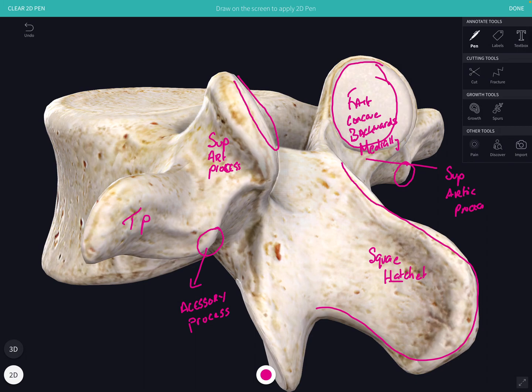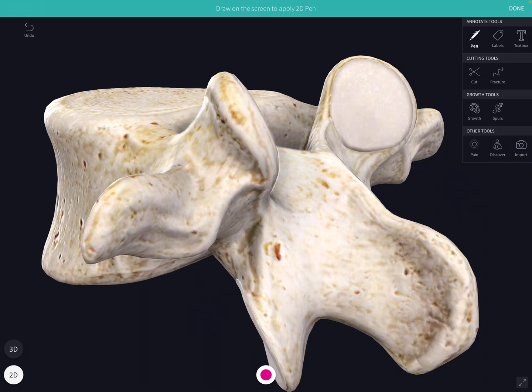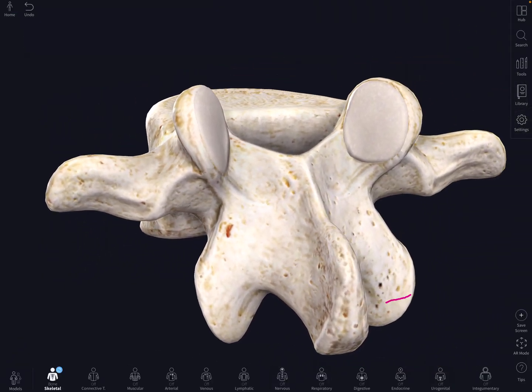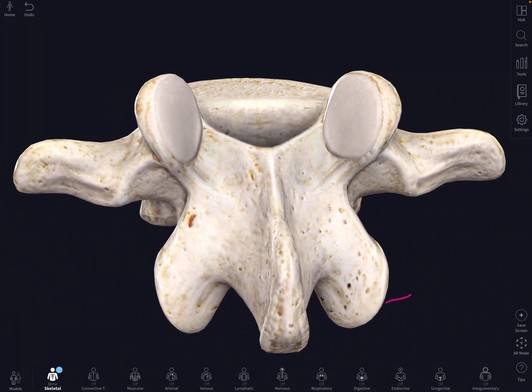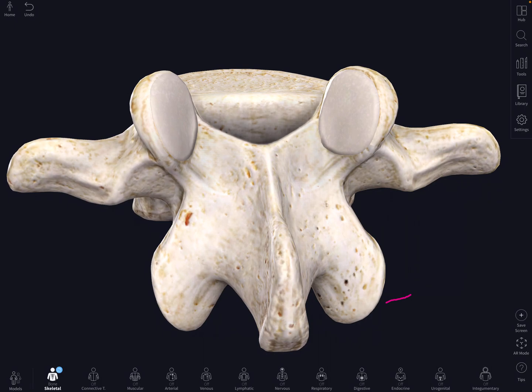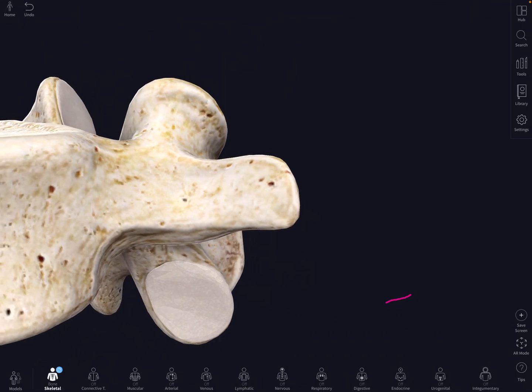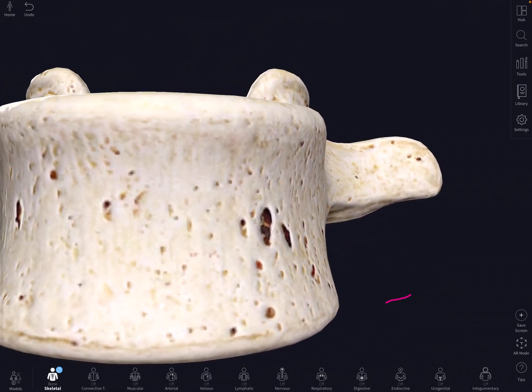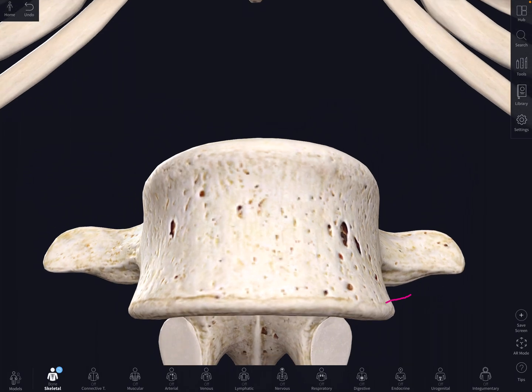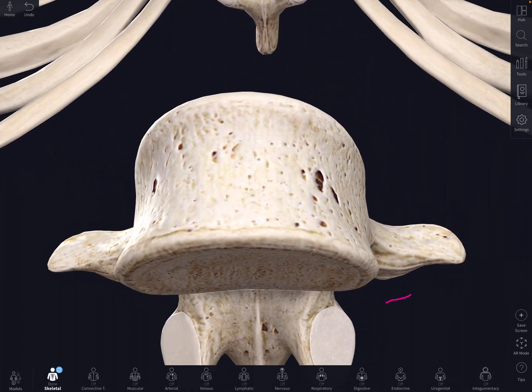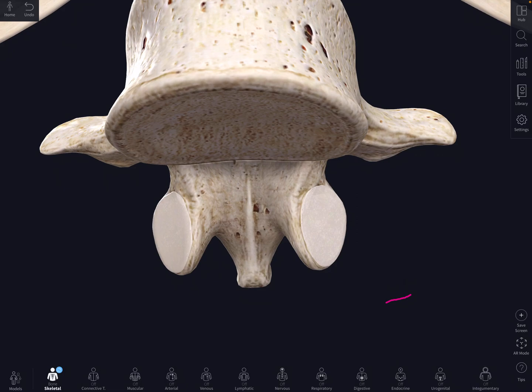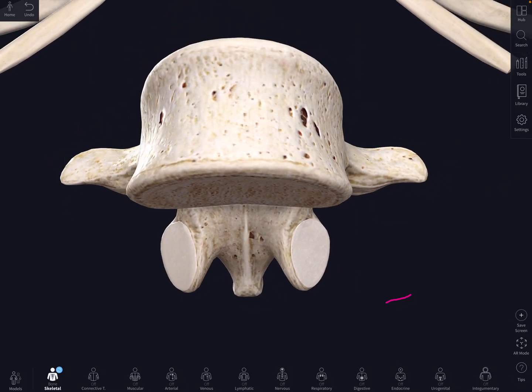So let's just remove those pen marks so we can rotate it around. We can see the superior articular processes and the facets pointing backwards and medially. If we turn the body around and bring the inferior articular processes into play, we can see that those facet surfaces are convex and they point forwards and laterally.